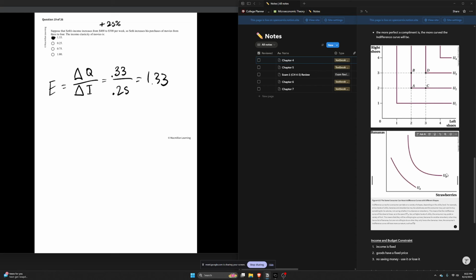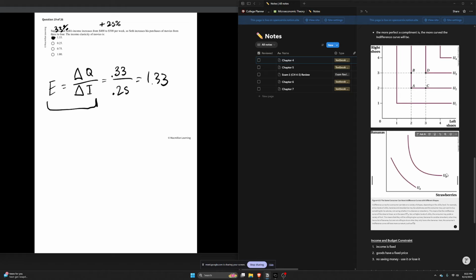So Seth increases his purchases of movies from 3 to 4. That's a 33% increase. The income elasticity of movies is blank. So this isn't exactly how the formula looks, but this is just the simplified version that I think about. So elasticity equals the change in quantity over the change in income.